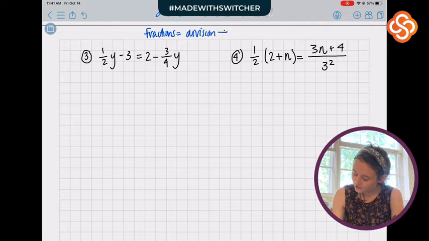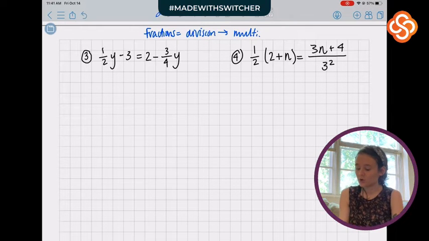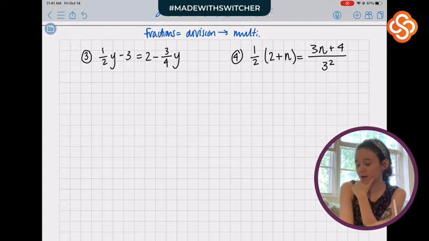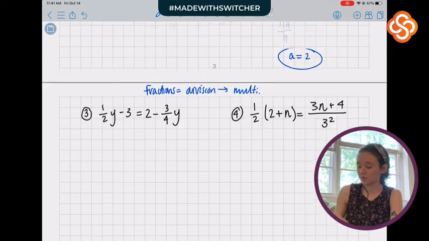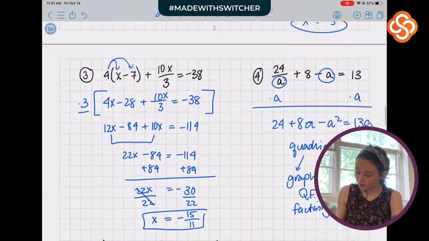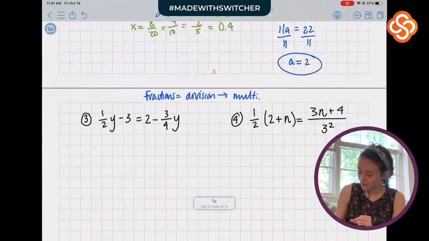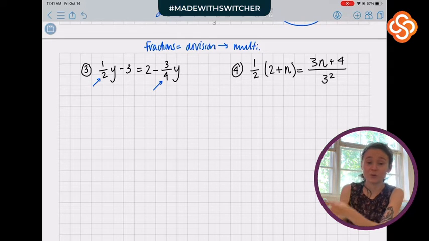What's the opposite of division? Multiplication. So I'm going to get rid of division by doing multiplication. But just like we did over here, you need to multiply the entire thing. Don't just multiply one little piece. So let me look at my fractions. I have two fractions, a 1/2 and a 1/4.